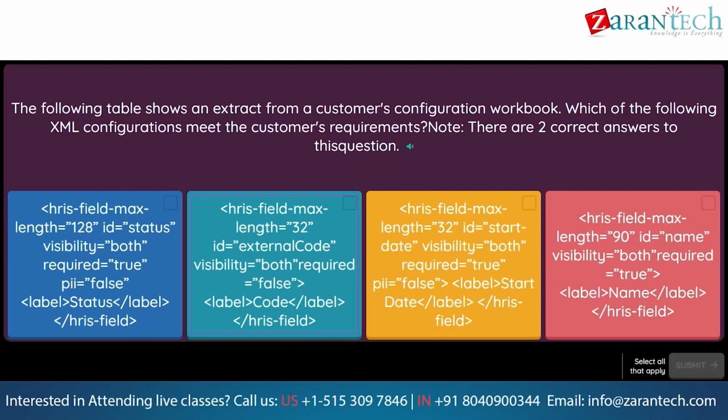Option 2: hris-field max-length=32 id=external-code visibility=both required=false, label: code. Option 3: hris-field max-length=32 id=start-date visibility=both required=true pii=false, label: start date. Option 4: hris-field max-length=90 id=name visibility=both required=true, label: name.